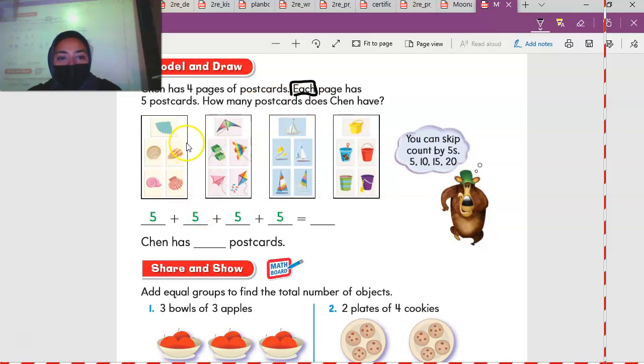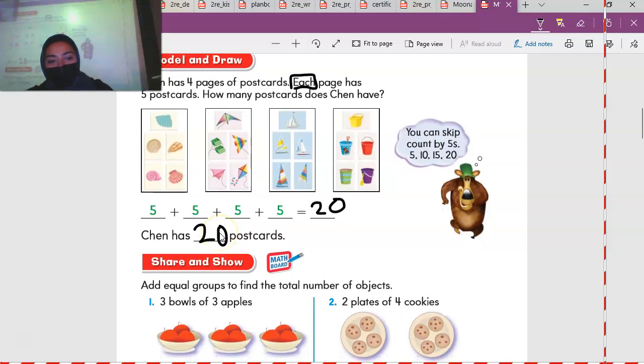So he has 4 pages. 1, 2, 3, 4. Each page has 5 postcards. So that's 5 plus 5 plus 5 plus 5, 4 times. That's 5, 10, 15, 20. So Shin has how many postcards, class? 20. He has 20 postcards.